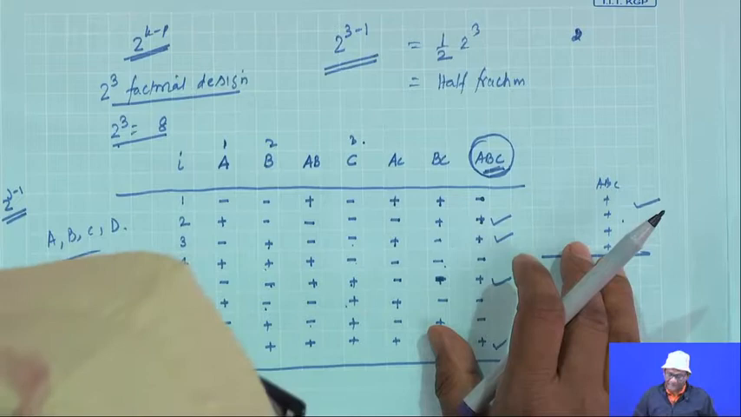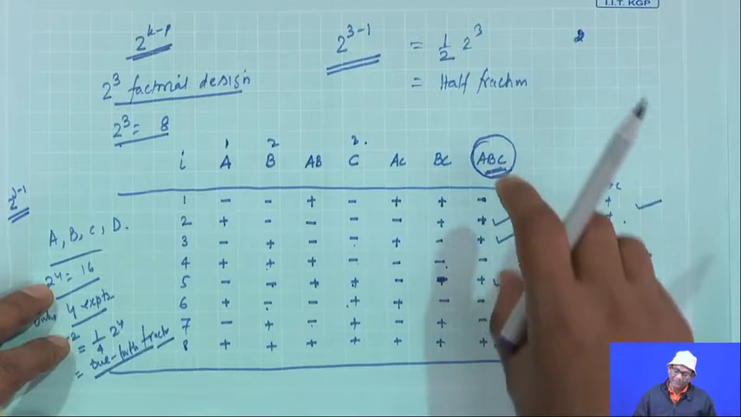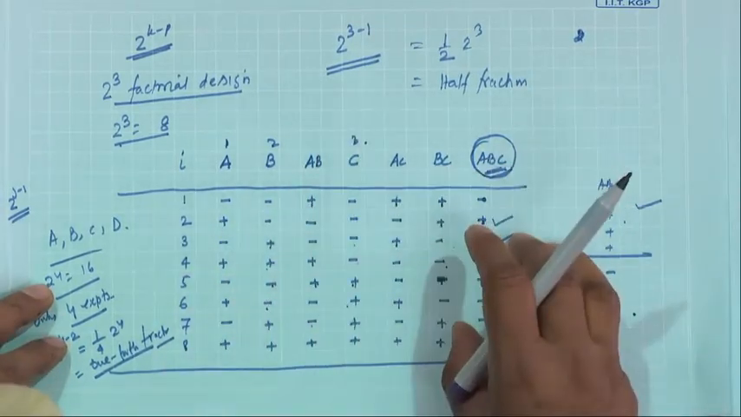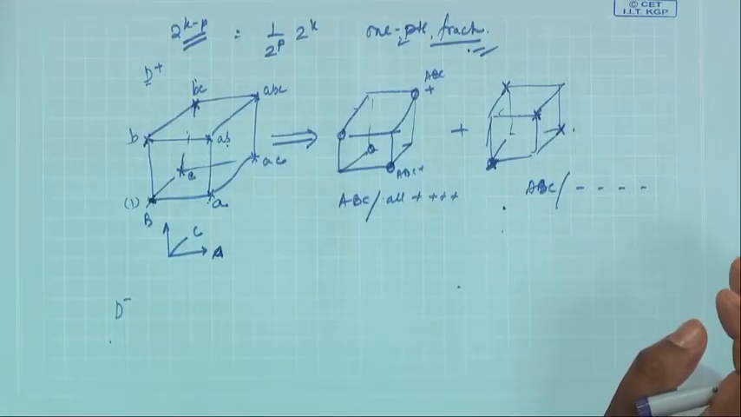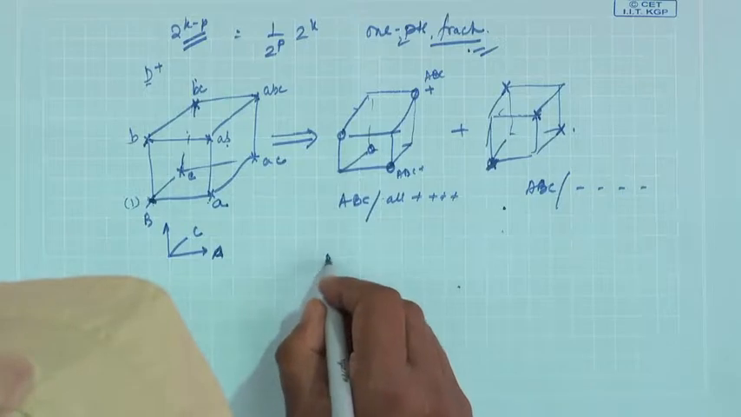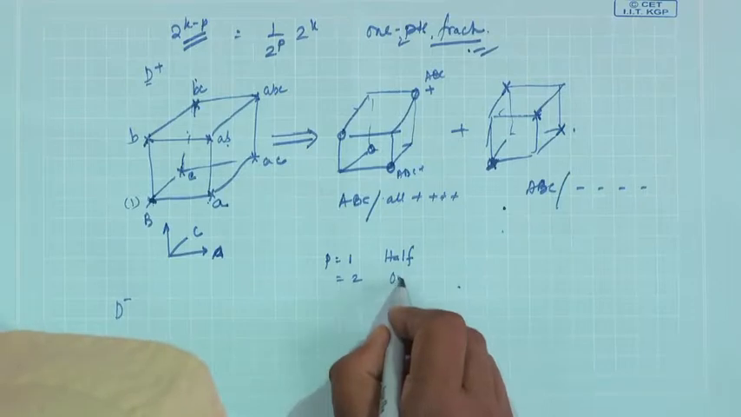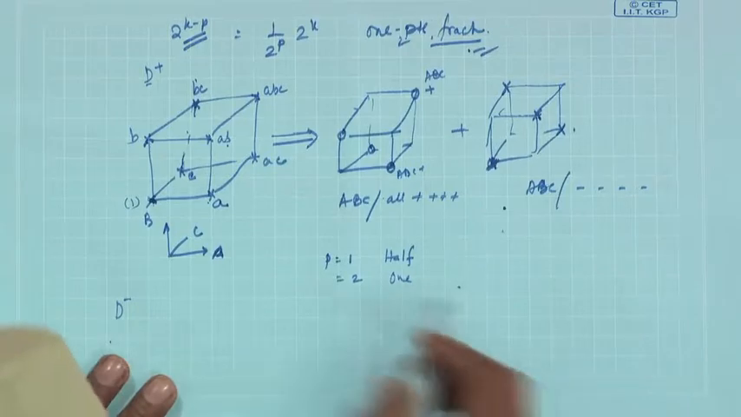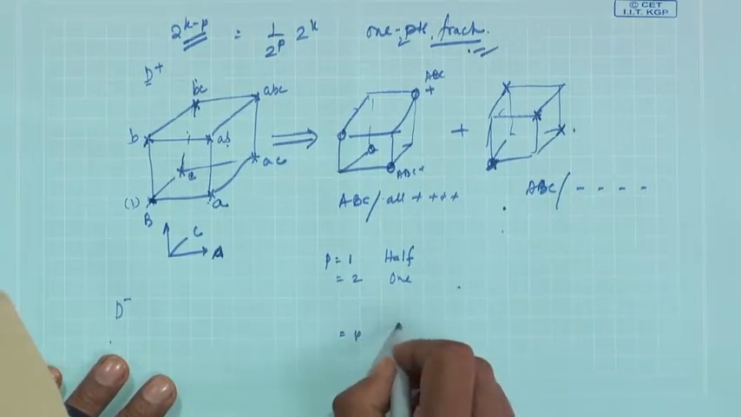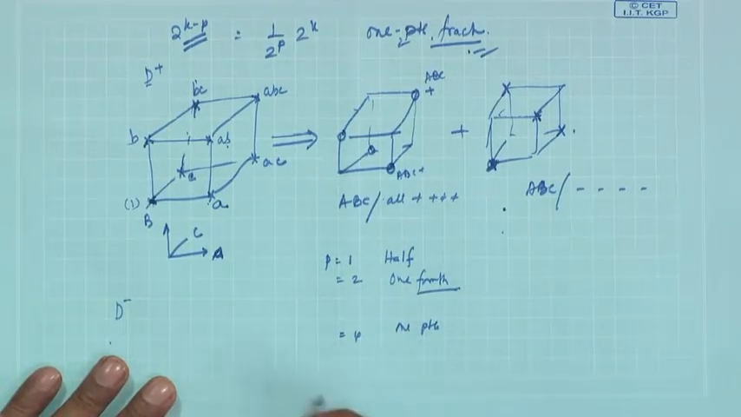I will discuss this, but please keep in mind that there is a scientific way to find out a fraction of the full 2 to the power k factorial design. That fraction can be half fraction when p equal to 1, 1/4 fraction when p equal to 2, and so on, like 1/4, 1/5. Okay, so this is what is known as fractional factorial design.